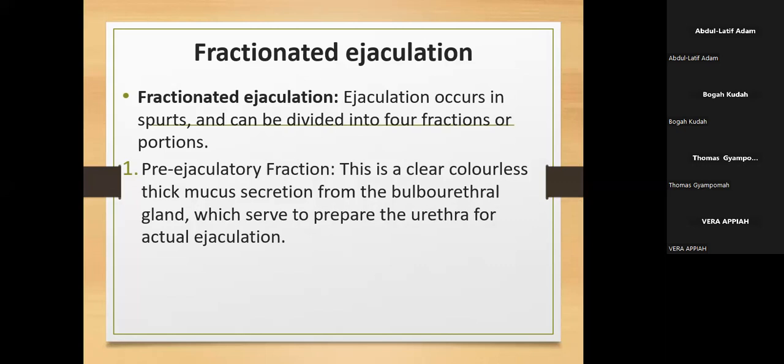So it comes out in 4 different fractions. The first fraction is called the pre-ejaculative fraction. Like we described the other time, this fraction comes out from the bulbourethral gland, and it is supposed to prepare the urethra. The second fraction comes out from the prostate. The next fraction comes out from the seminal vesicles, and then the last fraction. So you talk about all those fractions during semen analysis and the collection.